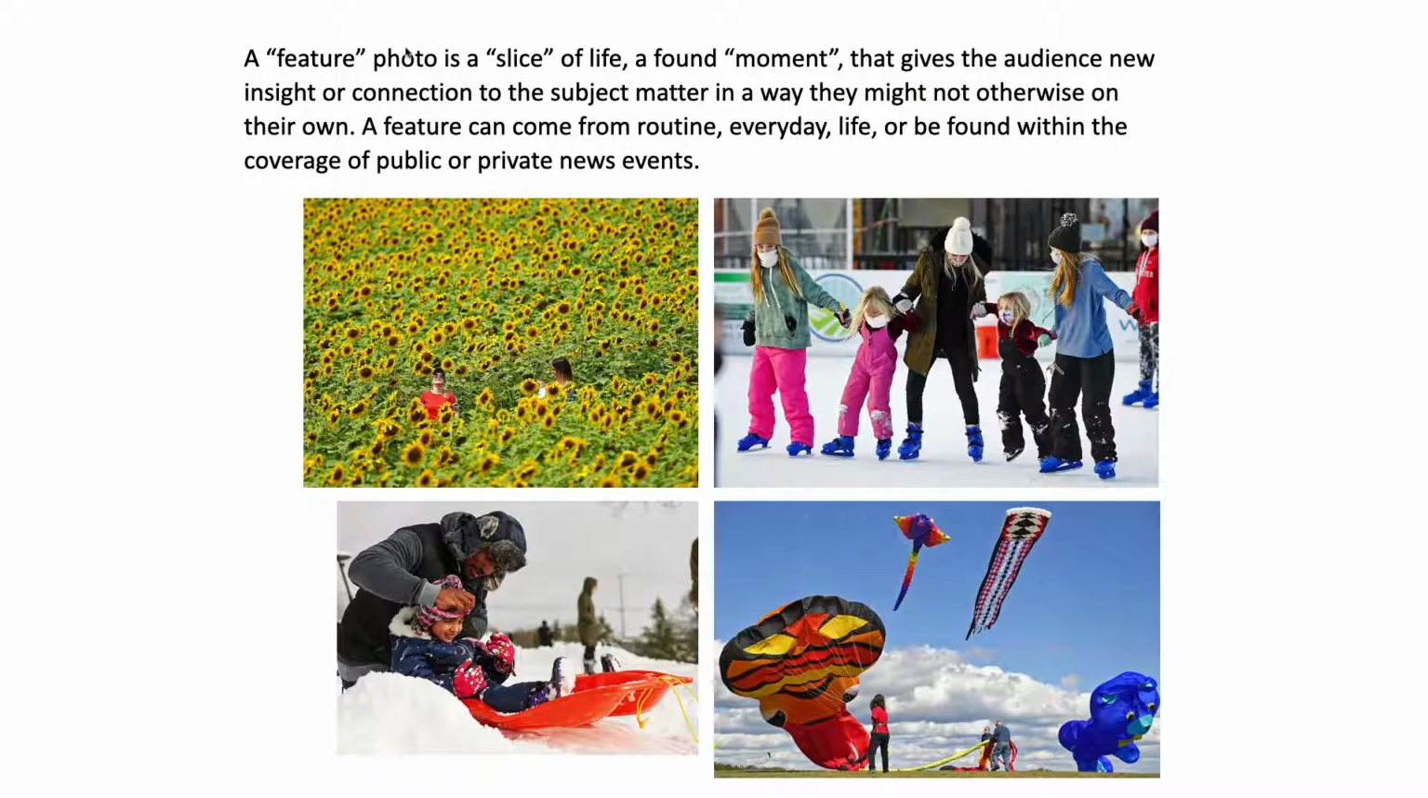So then the next offshoot from the news photo is what we like to call sometimes a feature photo or a slice of life photo. These are less, shall we say, newsworthy. They're not really about hard news. They're not about major issues, but they're capturing those slices of life of human experience. So people in the sunflower field, people at the local skating rink, sledding on the hill after a snowstorm, or the local group that brings big fancy kites to the park just for entertainment. So these are the kind of things.